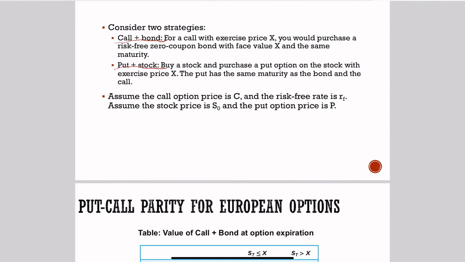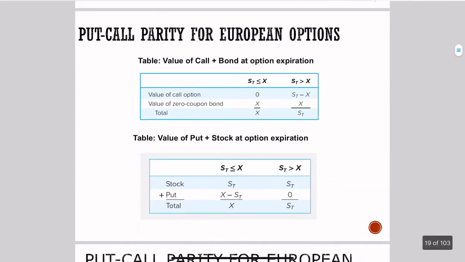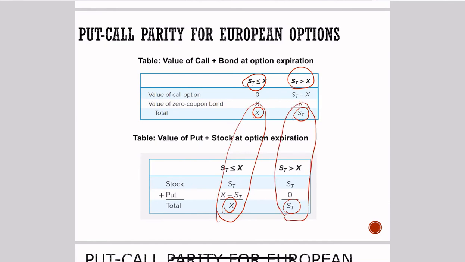And then we found out these two different portfolios will give us the same payoffs no matter what happens in the future, right? You can see that under these two different cases, the payoff from these two portfolios is always X or ST. The important thing is they're equal under different cases. So based on this result, we know that if two portfolios always give you the same payoffs in the future, then their present value should be the same.